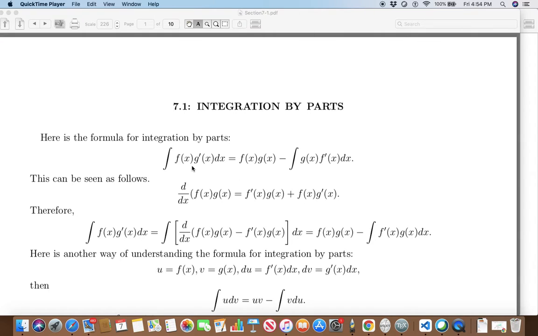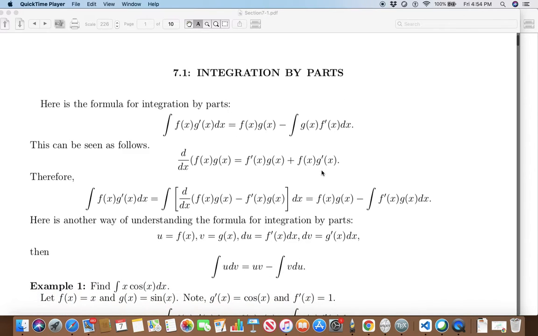Notice if I'm integrating f times g prime, the result is my original function f times not g prime but g itself, minus integral g f prime. Okay, so let's see where this comes from.